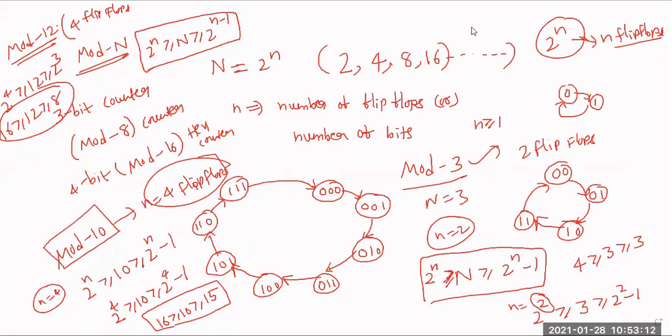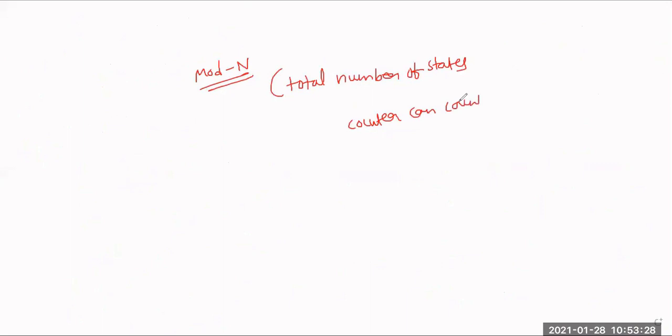Yes, sir. So what is modulus of a counter? So modulus of a counter is nothing but total number of states the counter can count. So this is called modulus of a counter. So how many states it may count is called modulus of the counter. If it is 2 power n అప్పుడు మాత్రం directly I can say.